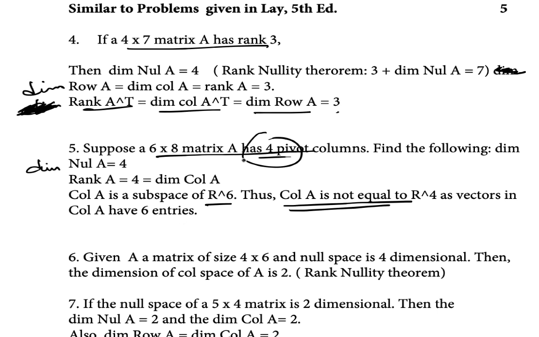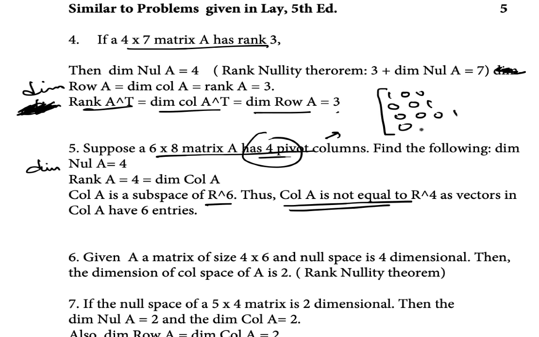So how would you think this matrix would look? Let me just make a little matrix for you. It has 6 rows, remember that, but it has 4 pivot columns. So we can have, say, 1, 0, 0, and I'm just making it 8 columns. And it has 4 pivot columns, so it can be 0, 0, 1, and then 0, 0, so 6 of them, 0, 0, 0.